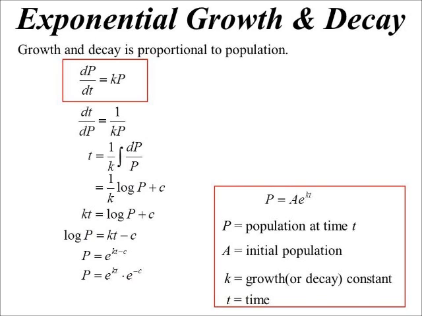P then represents the population at any particular time. A will end up being the initial population, if you think about it, because if you sub in T equals 0, then you'll end up with e to the power of 0, which is, of course, 1. So A would be the initial population. K is our growth, or if it was negative, decay constant. And T is, of course, representing time.